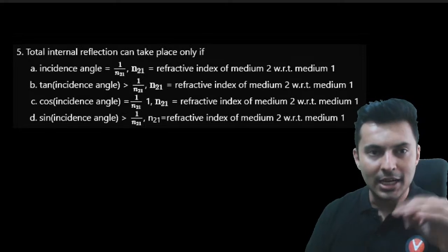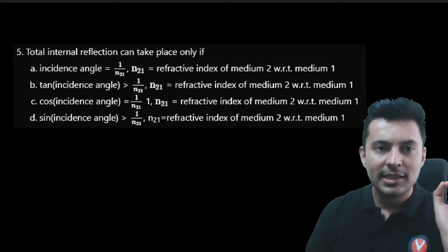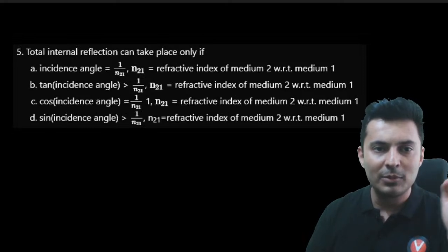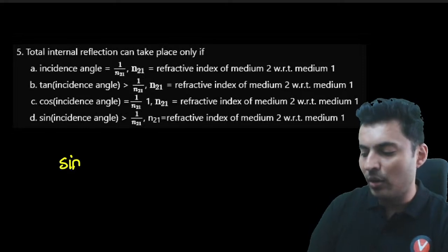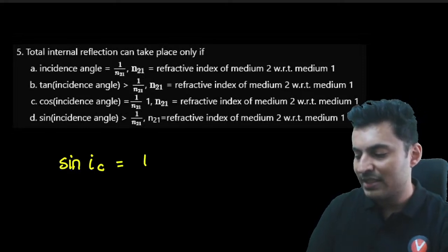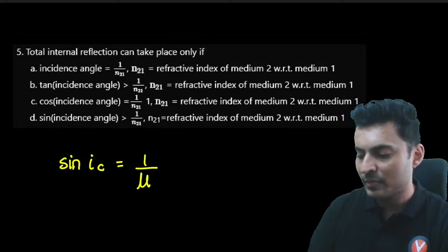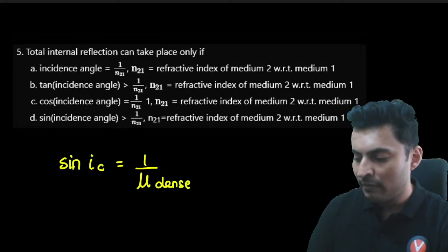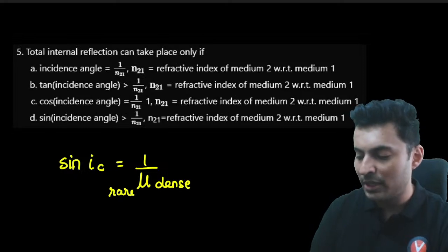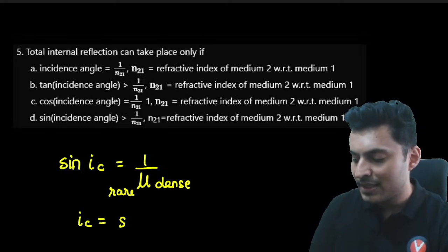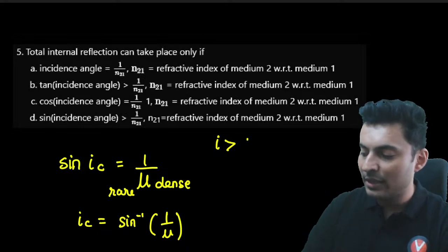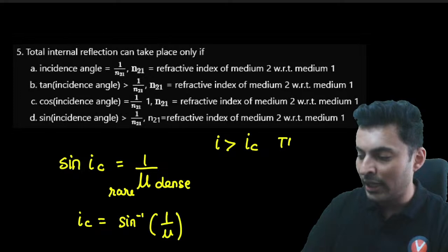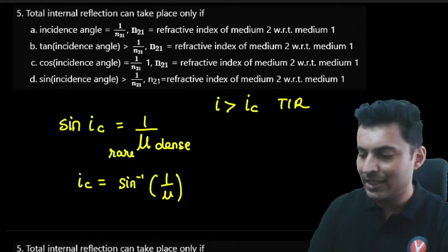Total internal reflection occurs when what? Think about it. Refractive index of medium 2 with respect to 1, denser with respect to rarer. Guys, sine of the critical angle is basically 1 by the refractive index of the dense medium with respect to the rare medium. That is the formula. So IC will be sine inverse of 1 by mu. If the angle of incidence is more than your critical angle, then total internal reflection will occur. That's the answer.